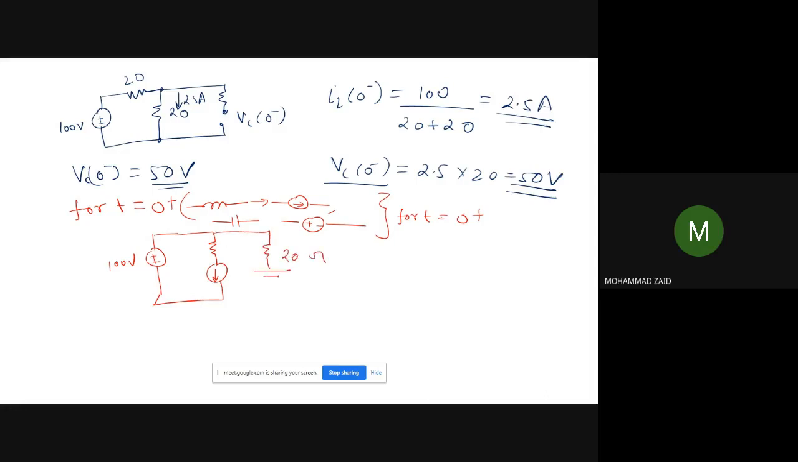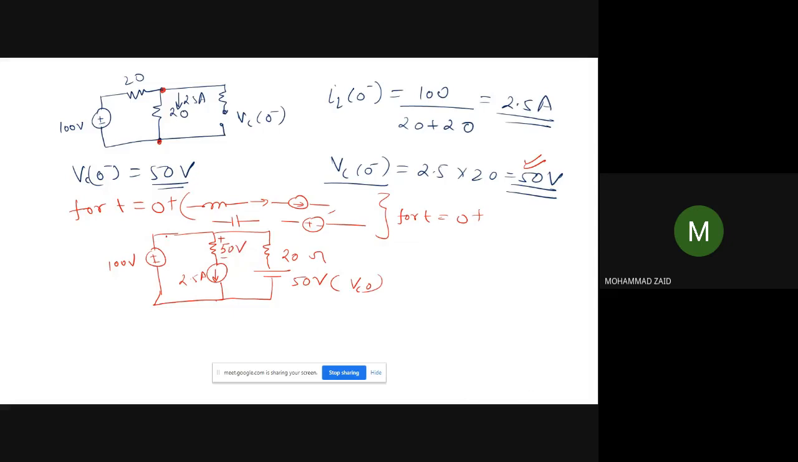and there is a 50 volt capacitor value. So this is VC naught, and I is the current which is flowing, that is 2.5 ampere. So as you can see, we have already determined the voltage across this branch, that is the 20 ohm. So already we know that it is 50 volt. So this is 50 volt.